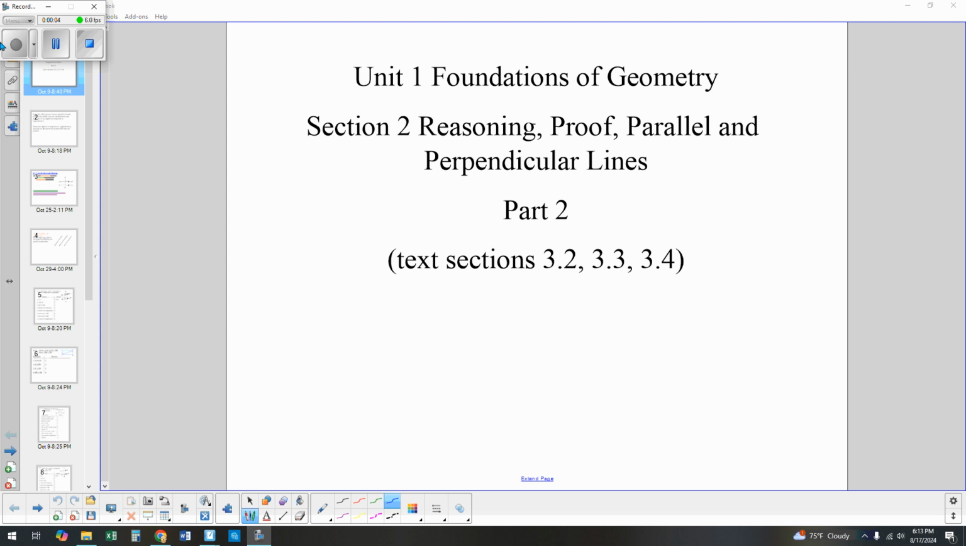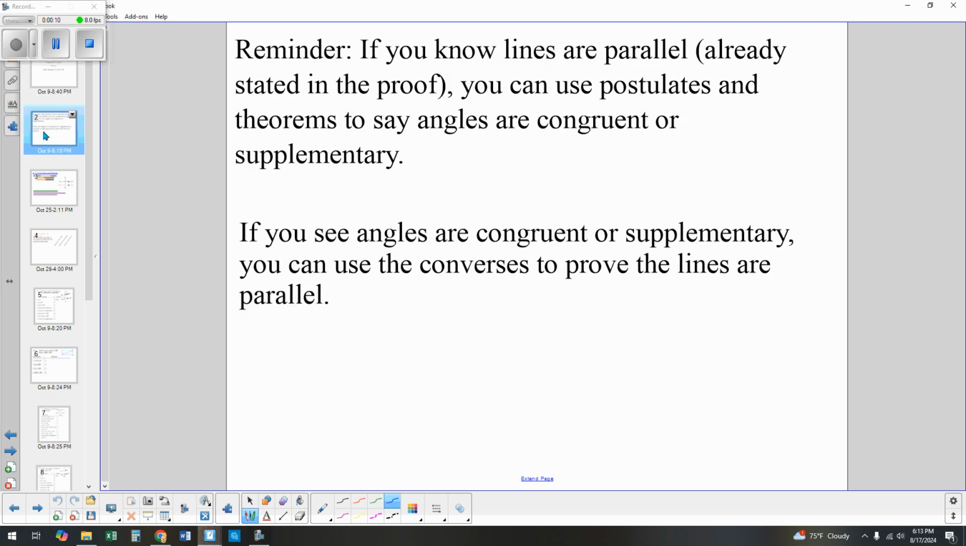This is sections 3.2, 3.3, and 3.4. This is part 2 of chapter 3. So as a reminder, if we already know that lines are parallel, as it's been stated already for us, we can use the postulates and theorems to say that angles are congruent or supplementary.